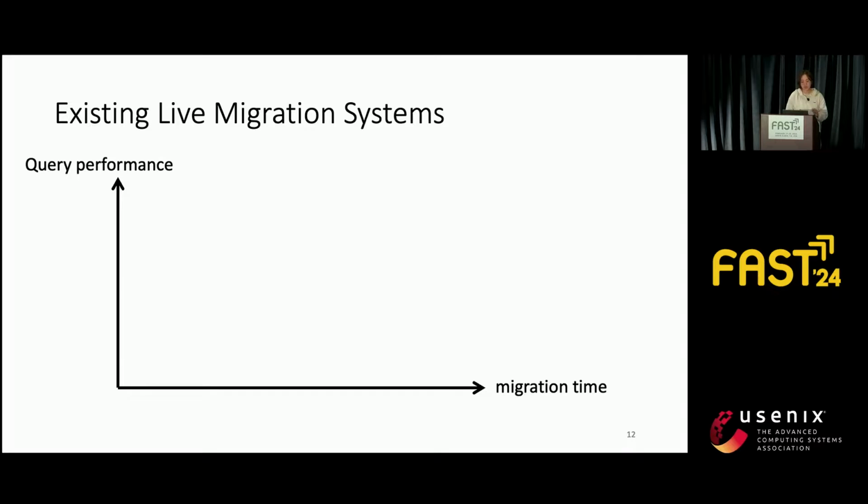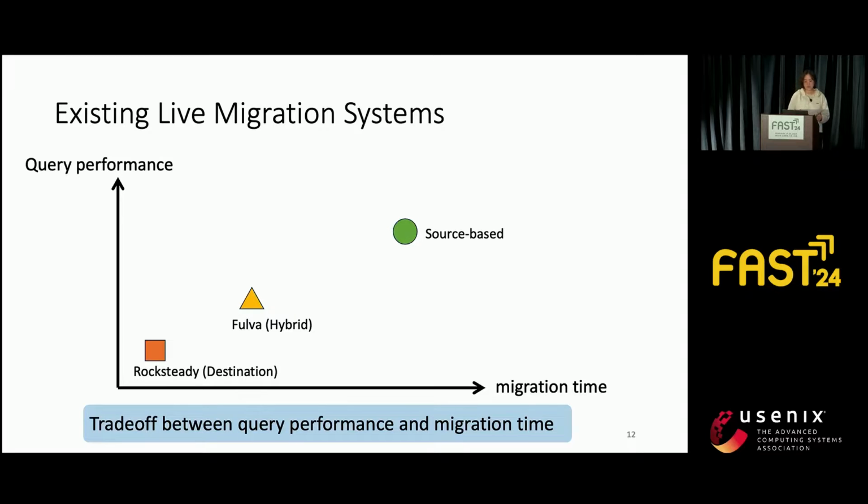In summary, let's put these live migration protocols on a 2D plane, where the x-axis is the migration time and the y-axis is query performance. Rocksteady has a short migration time but low query performance. Source-based protocol has high query performance but long migration time. And Fuwa, the hybrid one, stands in the middle by utilizing both source and destination. We can see there's a fundamental trade-off between query performance and migration time.